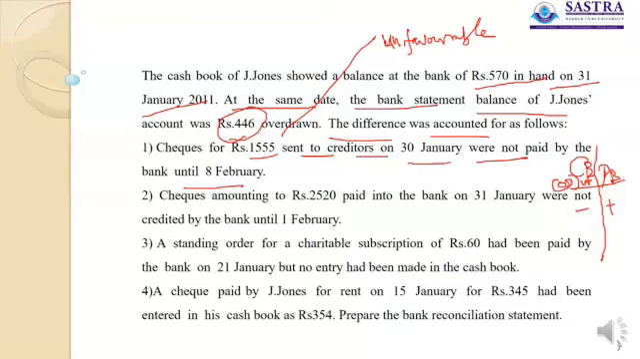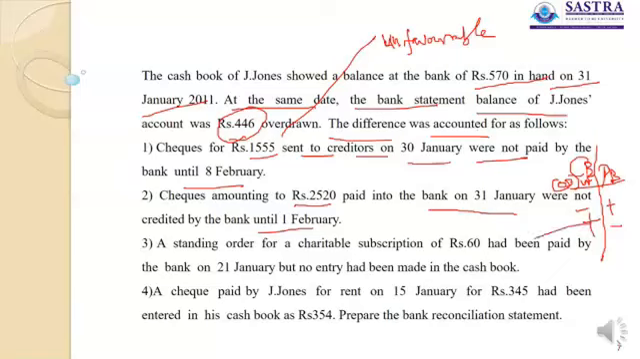Then checks amounting to rupees 2520 paid into bank on 31st January were not credited by the bank until 1st February. This is another kind of transaction. Checks amounting to 2520 paid into the bank means checks deposited with the bank for collection, which are not yet collected until 1st February, which increases the cash book's balance because they are entered as receipts, and decreases the passbook's balance as not yet collected.